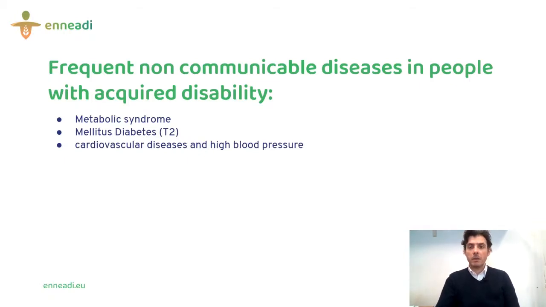In this third video of the unit, we will discuss those non-communicable diseases that are often associated with a condition of acquired disability. The first three of these non-communicable diseases are metabolic syndrome, type 2 diabetes, and cardiovascular diseases.